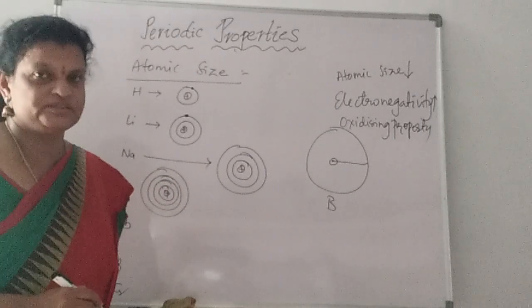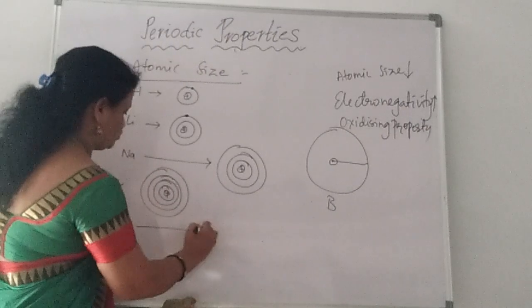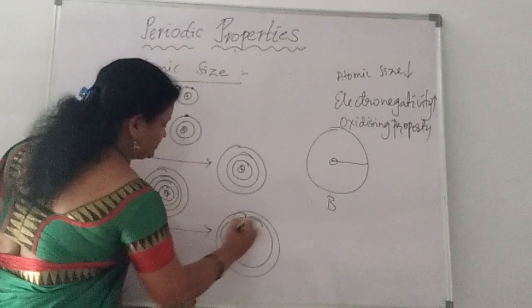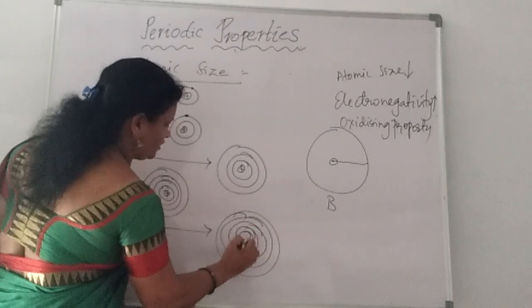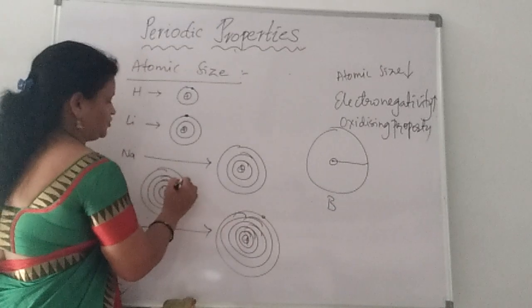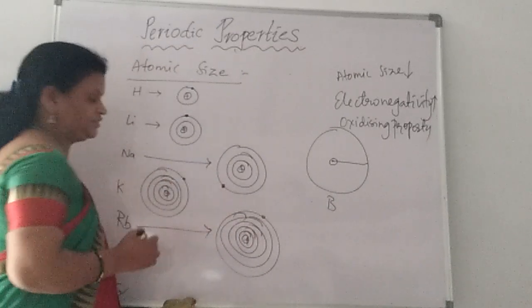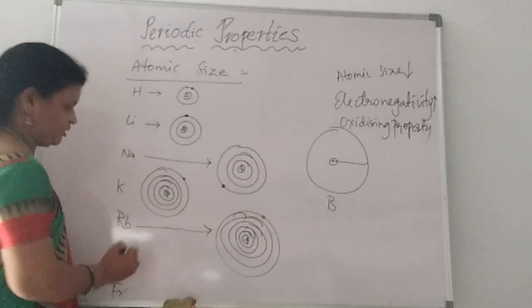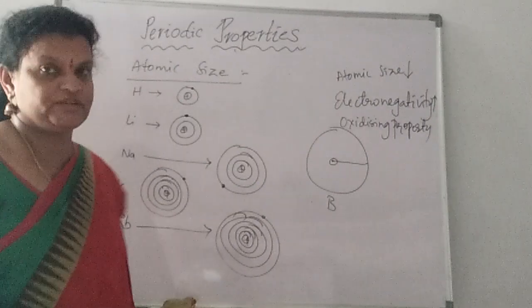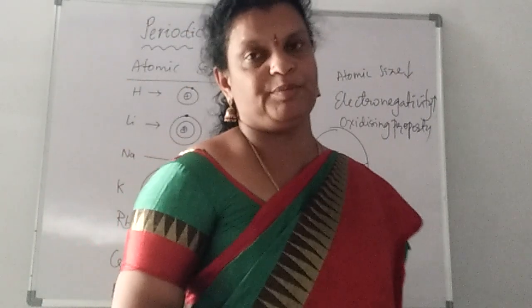Fourth period, that is why 4 shells are present. Rubidium is present in the fifth period, so 5 shells are present for that. The outermost electron is present in the outermost shell, meaning the valence shell. Next, coming to cesium, it is present in the 6th period, 6 shells are there. Francium is present in the 7th period, so 7 shells will be present.